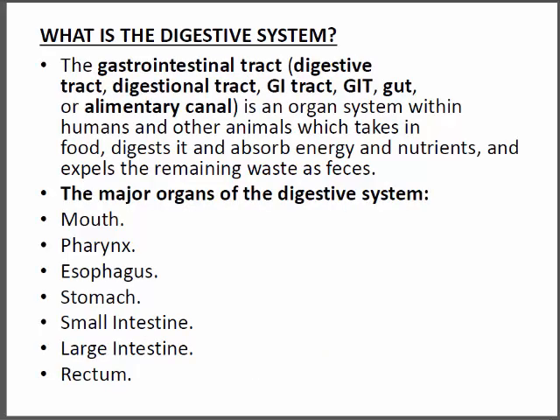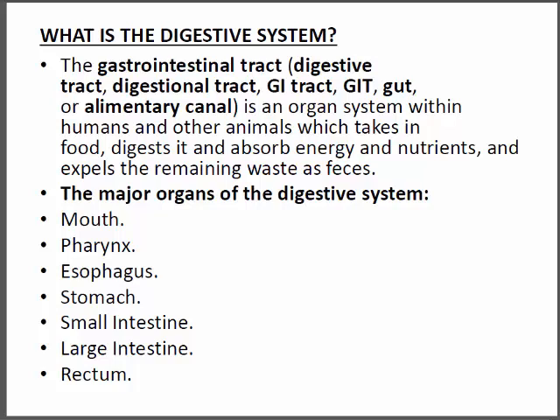Coming to the next, what is the digestive system? GI means gastrointestinal tract, also called the digestive tract, gut or alimentary canal. This is an organ system within humans or other animals which takes in food, digests it, absorbs energy and nutrients, and expels the remaining waste as feces.